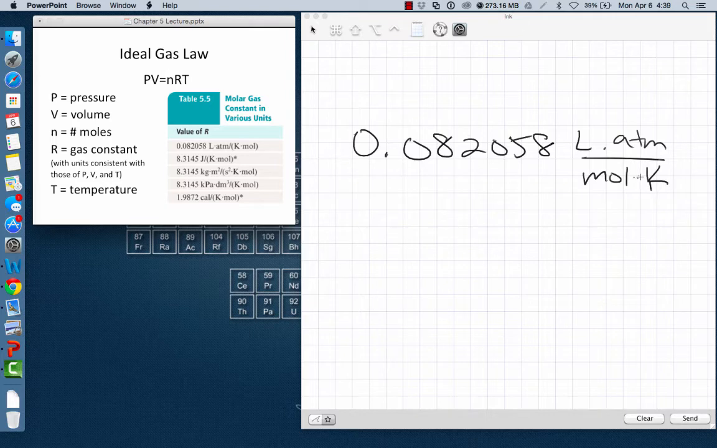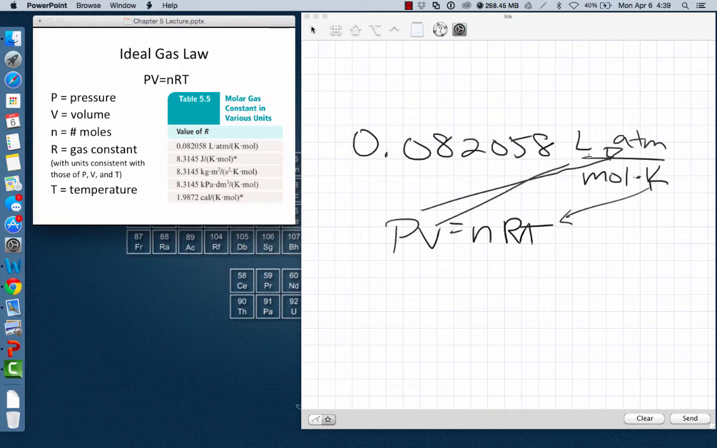You have to make sure that when you're using PV equals nRT, your units all cancel out. If your temperature is not in Kelvin, then this Kelvin is not going to cancel out. If your pressure is not in atms, then that's not going to work. You're going to have to convert it. If your volume is not in liters, you're going to run into problems, and your N is always going to be in moles. So this is something that we use all the time. If you're using PV equals nRT and this value of R, you need to make sure that you're using liters, atmospheres, moles, and Kelvin all the time.